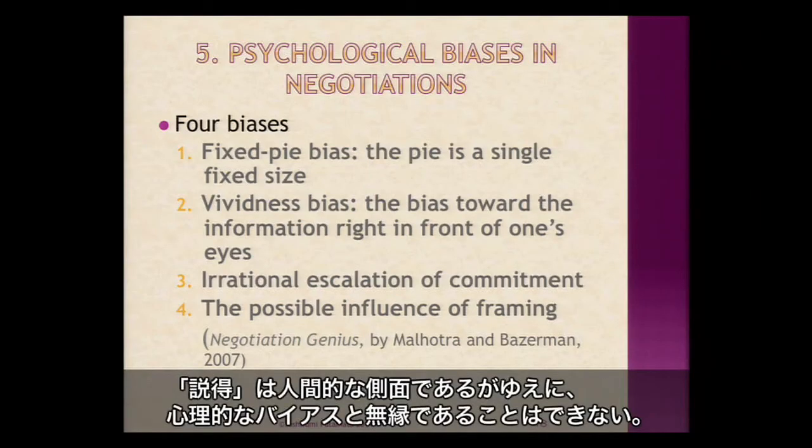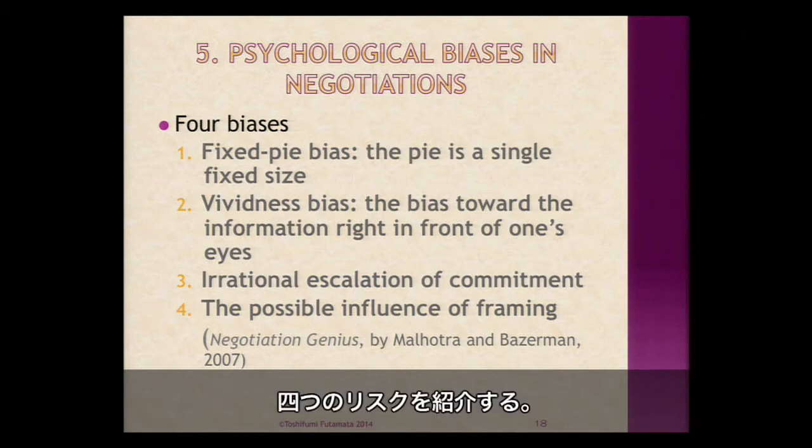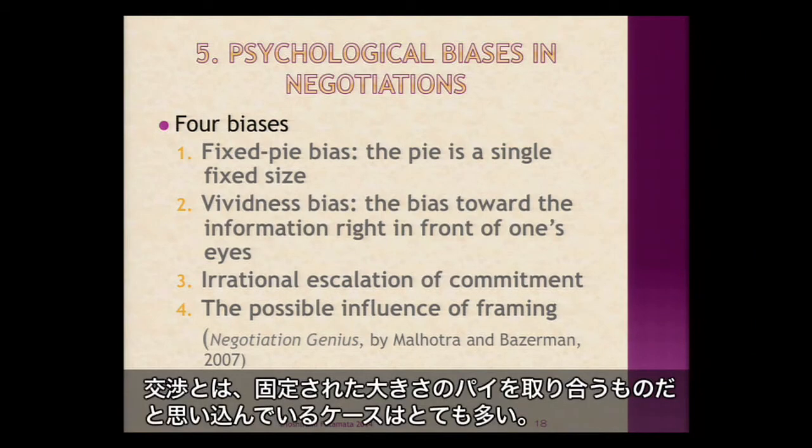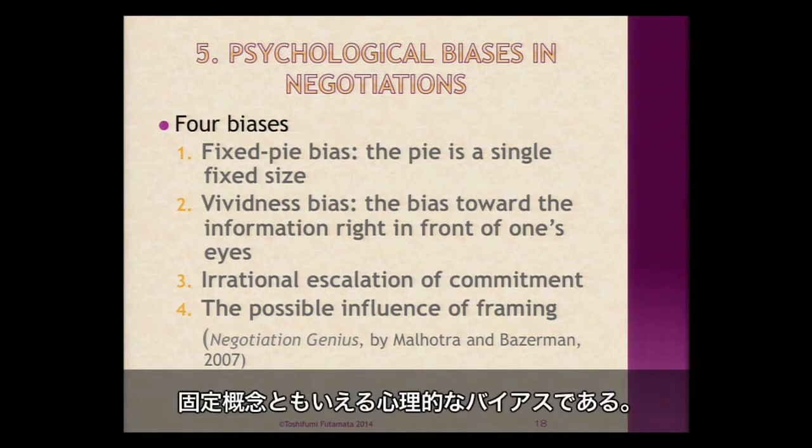Psychological bias in negotiation. The human side of persuasion makes psychological bias unavoidable and relevant. Weizmann has summarized it into 4 biases. The first bias is the fixed pie bias. It means people believe that the pie is a single fixed size and simply struggle over the pieces. This is a stereotypical psychological bias.